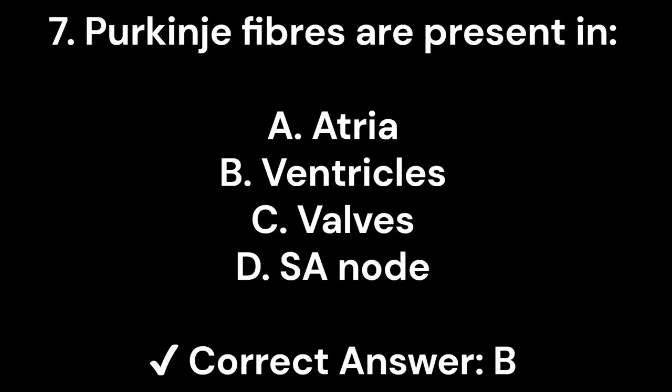7. Purkinje fibers are present in: A. Atria, B. Ventricles, C. Valves, D. SA node. Correct answer: B. Ventricles.